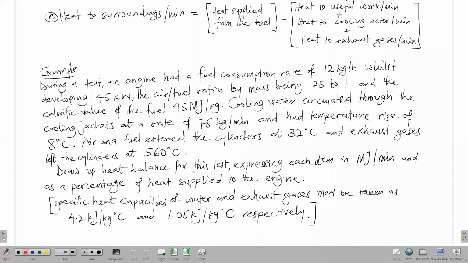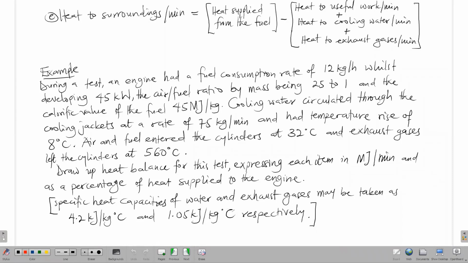Good. Now the heat to the surroundings per minute is equal to the heat supplied from the fuel minus the sum of the heat to useful work per minute, the heat to cooling water per minute, then the heat to exhaust gases per minute.